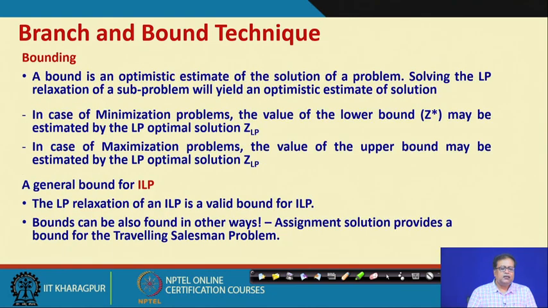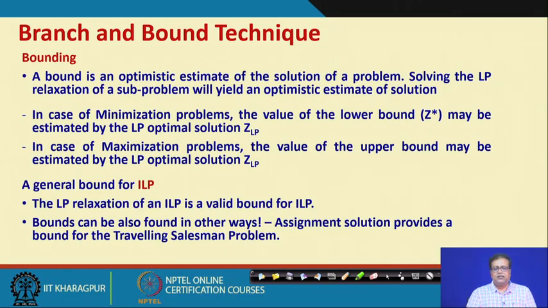Now, after branching, next step is bounding. Now, I have shown you one type of finding bound values, but there could be other methods. So, a bound is an optimistic estimate of the solution of a problem. Solving the LP relaxation of a sub problem will yield an optimistic estimate of the solution. So, you see, if it is an integer problem and we can solve an LP, then LP can give a bound value. It is not necessary that all the time you have to solve an LP only, like the example I gave, you can find a bound by certain other methods also.